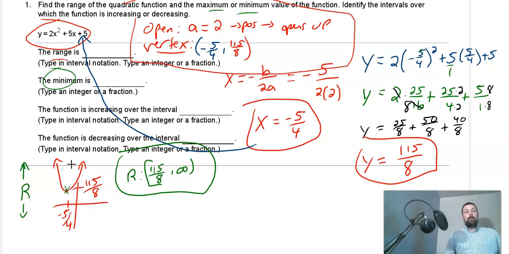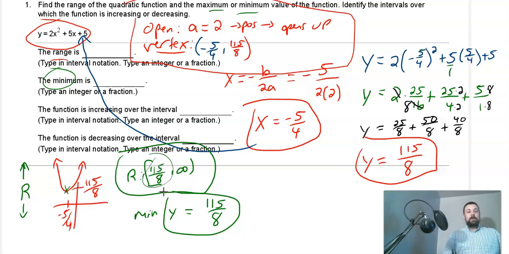If it opens down, the vertex is a maximum. So we have a minimum value at y equals 115 over 8. That is the lowest y value in this graph, right? That's as low as it's going to go. And so whatever that number is from the range, that's going to be your answer for the minimum or the maximum as well.